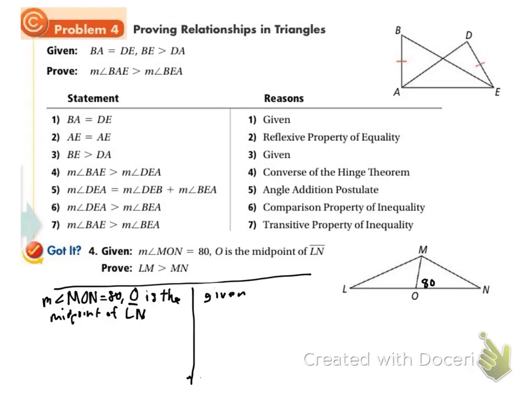If that's 80, I know that this is a straight line, right? So these two angles here need to add up to 180. So that means that LOM is 100. So the measure of LOM is equal to 100. And that's definition of linear pair. I'll let you get away with calling it supplementary, but linear pair is the real one.